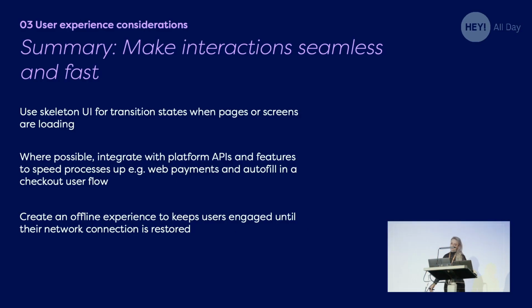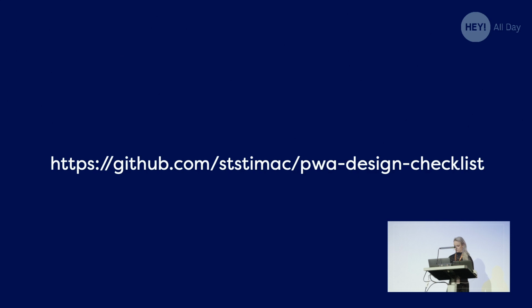So to recap: use skeleton UI for transition states if needed. Integrate with platform APIs and features to speed things up. Create offline experiences that either keep people engaged or provide information while they're offline until their connection is restored. And if you're thinking, I have a lot to think about, I've actually created a little GitHub repo with all these different best practices for you. It's in its first version, and so I expect to have it evolve a little bit.